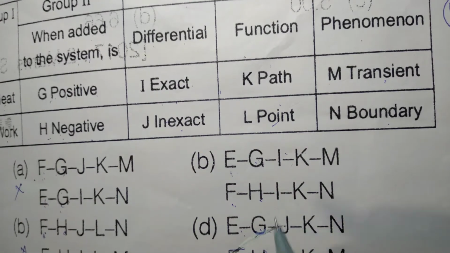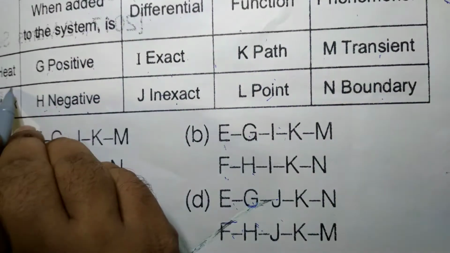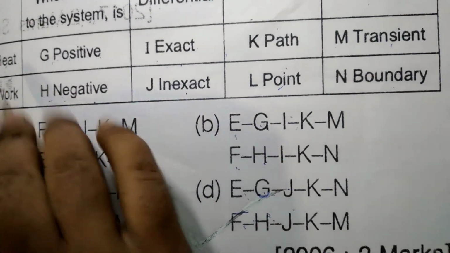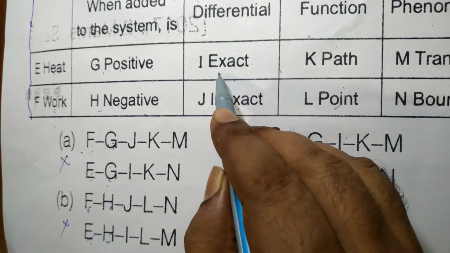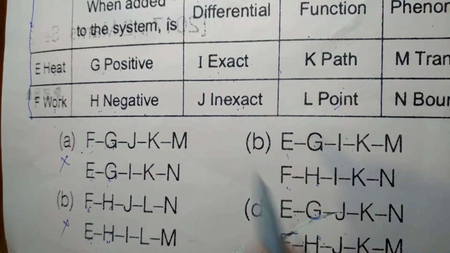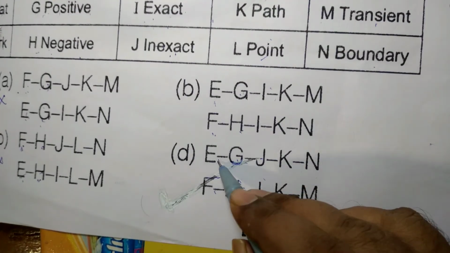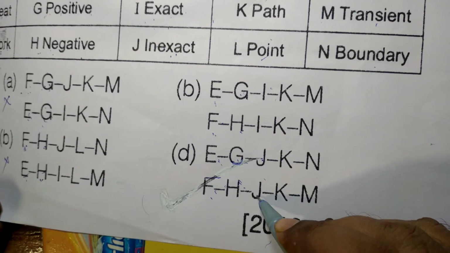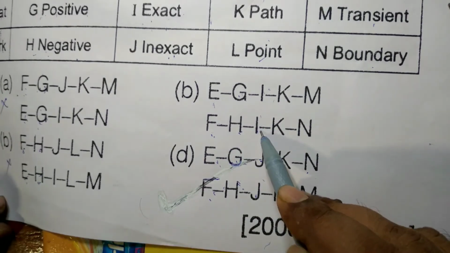So both will match with J, no one will match with I. Out of these two, heat and work, no one is matched with exact differential, because those two are inexact differentials. So that's why both will match with J. Out of these two given options, E is matched with J, F is matched with J. So there is no need to go further. Here both are wrong. E cannot be matched with I, F cannot be matched with I. So this is ruled out.